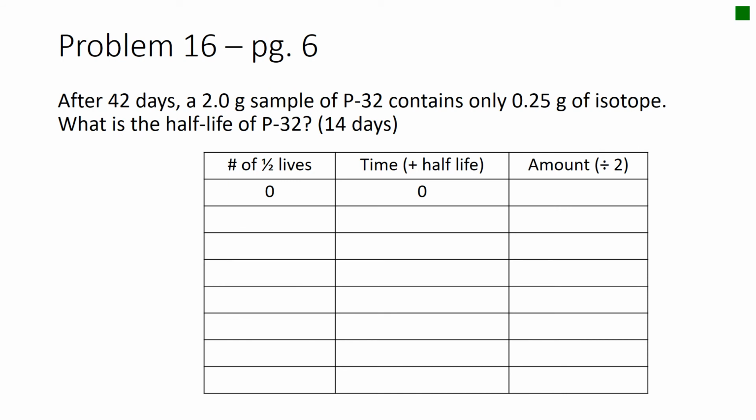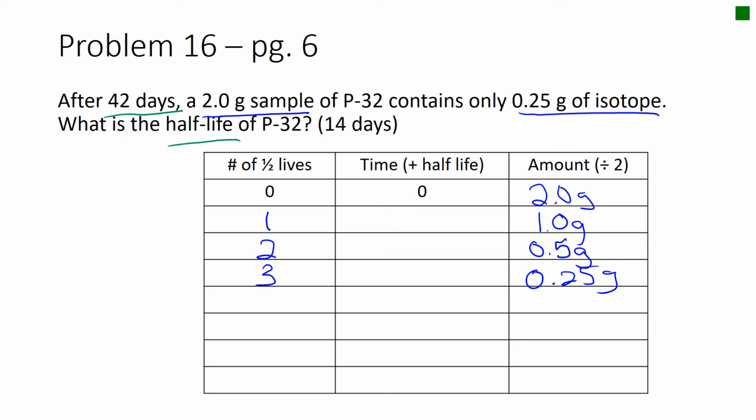All right, let's do problem number 16, which is found on page 6. After 42 days, so that is a time thing, a 2-gram sample, so that is an amount, of P-32 only contains 0.25 grams of the isotope. And then once again, it asks for the half-life. So we're going to be filling in the amount again because we know those two pieces of information. You always start with your largest amount because you're always decaying, which means it's always going smaller. So each time, remember, you divide by 2. And that would follow 1, 2, 3 half-lives.